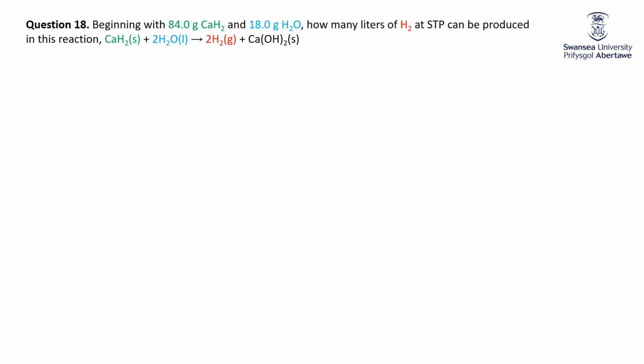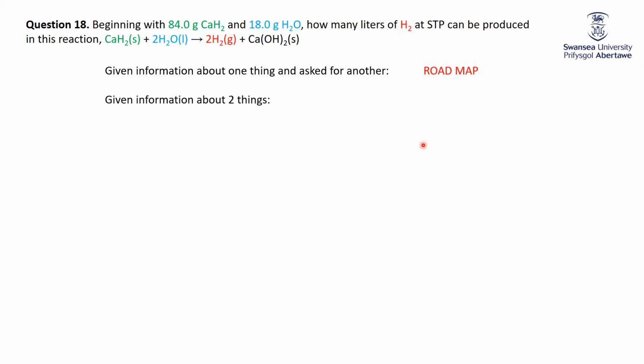So finishing off with a fun one, beginning with 84 grams CaH2, 18 grams water, how much H2? So we'll start off by saying, hey, we're given information about one substance, asked about another one, so that's a roadmap problem. But then we're actually given information about 2 things, both calcium hydride and water. So therefore it is a limiting reactant problem. Again, if you're not sure about this, go back to the big module on stoichiometry.